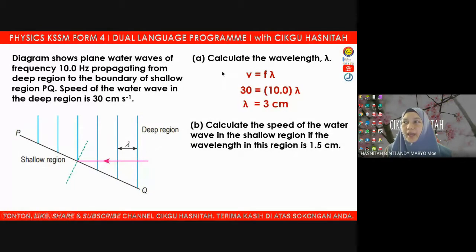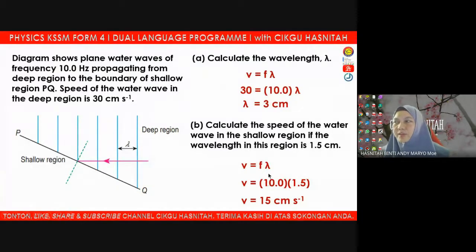Okay, so from A, now we can find B. Find the speed of water in the shallow region. Again, you can apply this equation, or you can use V1 divided by lambda 1 equal to V2 divided by lambda 2. Either one can be used. The frequency is the same, so we can find the speed is 15 centimeter per second, if you use the first option.